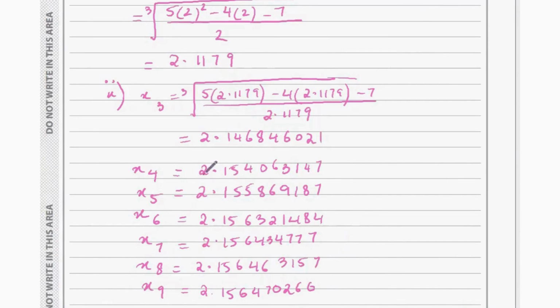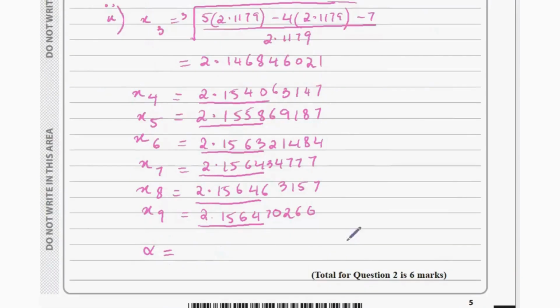So for 4 decimal places, we can see that it's going to be 2.1565 for x7, x8, and x9. Based on that, if we round this, it's going to be 2.1565. This is going to round to 2.1565, and so is the next one. So we know that this is going to get repeated every single time. Hence, that is the value of alpha.